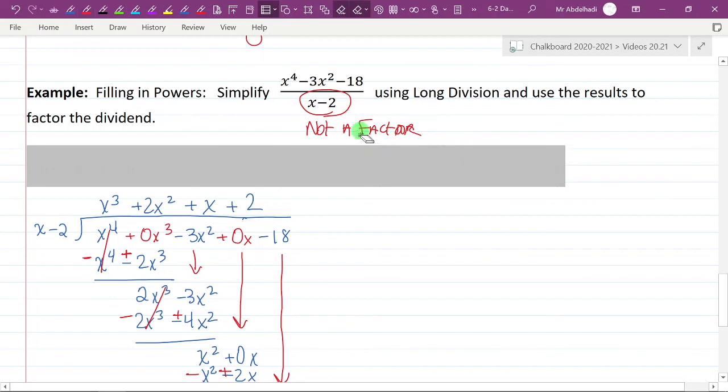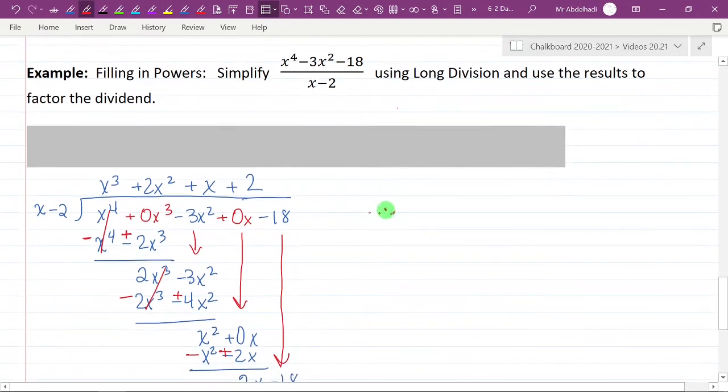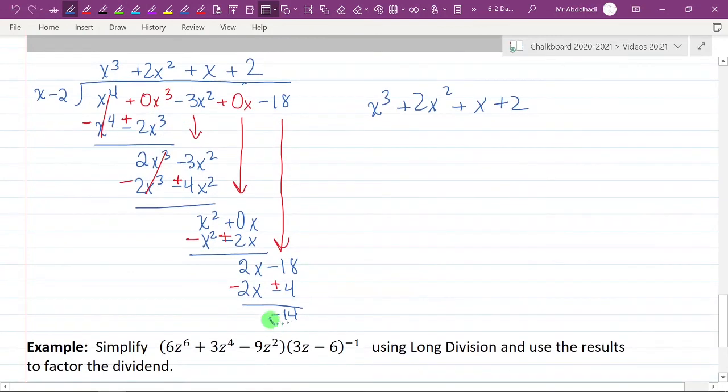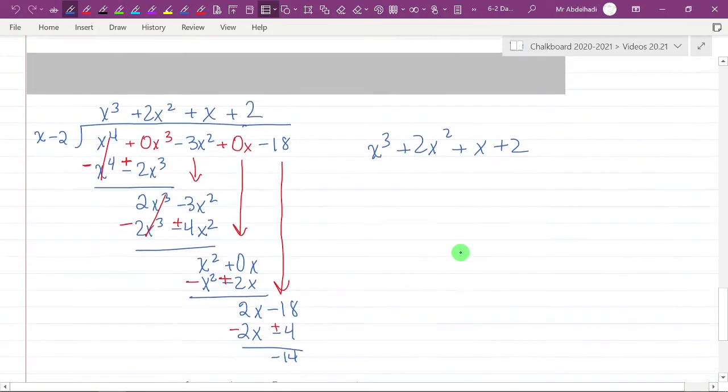Okay, so we do have an answer for the division. The answer is x cubed, right, plus 2x squared plus x plus 2. And now our remainder is -14. So here's what you do with the remainder.